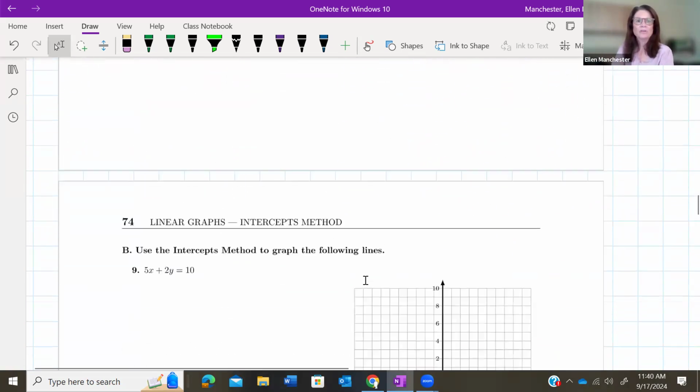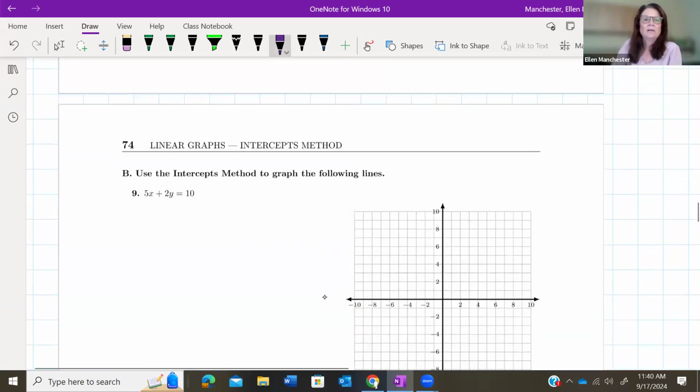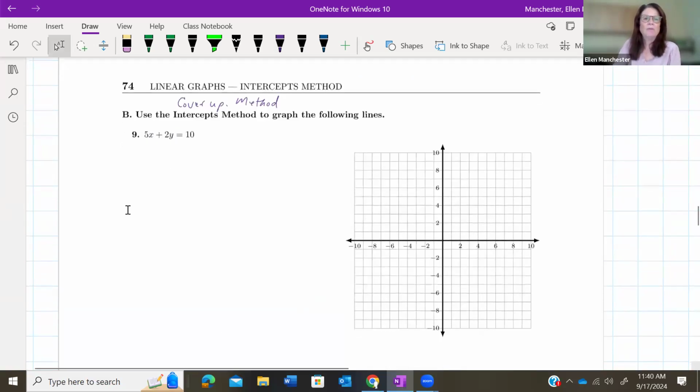All right. So let's just try one and then we'll be done for the day because I know you guys have had a lot of math. Your hands are probably tired. Okay, cover-up method, right? Intercept method, cover-up method. And we're going to get lots of practice on Thursday.